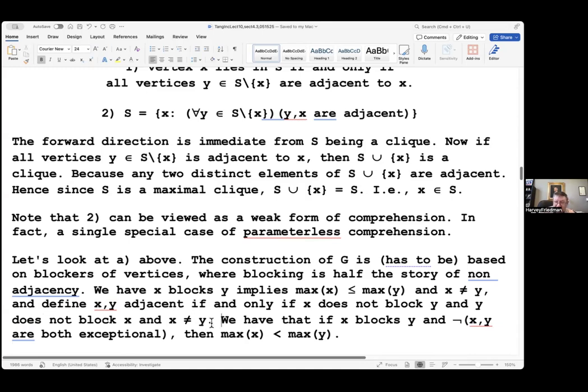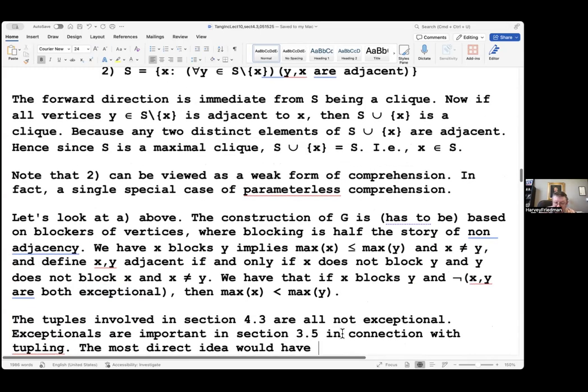But there are always two halves. This is always an issue. A vertex can have blockers and can block other vertices. Important. Now, one of the conditions that's important here is that if X blocks Y and X and Y are not both exceptional, exceptional is a technical term, we have to exempt certain tuples for this. So if X blocks Y and X and Y are not both exceptional, then max X is less than max Y. And everything we do explicitly in this section is not exceptional. We're going to do non-exceptional stuff. Okay. So basically, if you block somebody, you got to be lower. You could block somebody higher, but you could only be blocked by lower things.